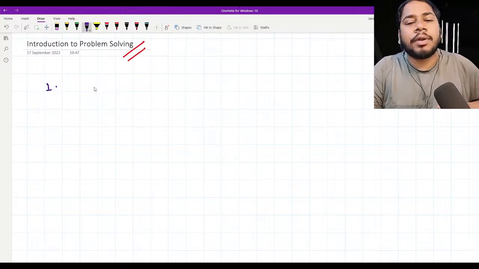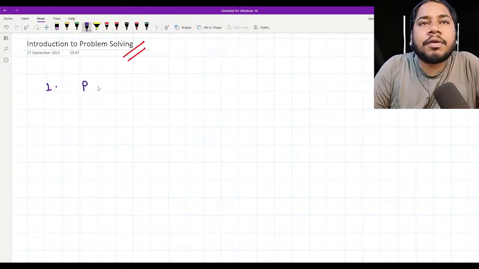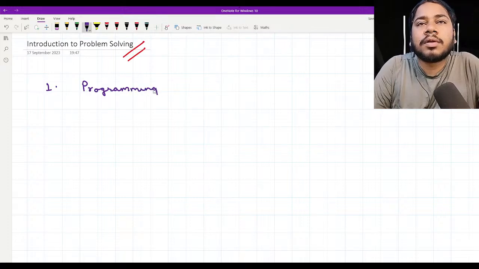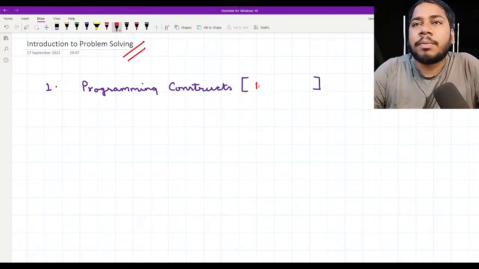As of now, we have covered programming constructs. This is done. If you want to cover this, you have to go and check our previous playlist.